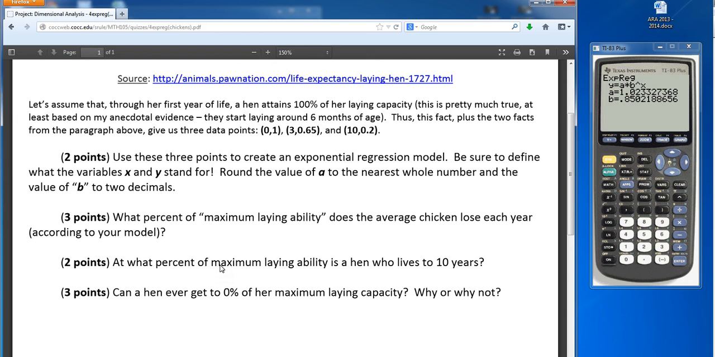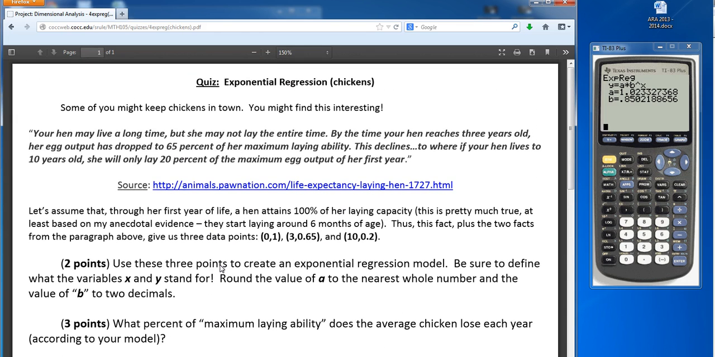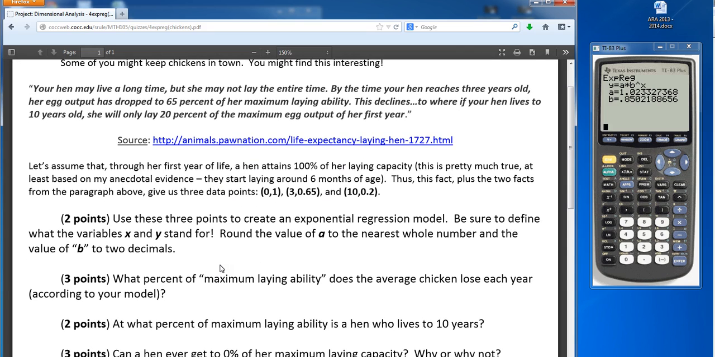At what percent of maximum laying ability is a hen that makes it to 10 years? Well, that's kind of dumb. I actually gave you that answer up here in the data, didn't I? It's 20%. I feel kind of silly now. What I wanted you to do was to go to your table and input 10 and hit enter, which agrees perfectly with the data. Oh well, that's all good. Give you 2 points there.